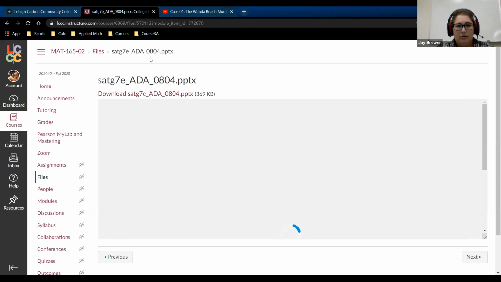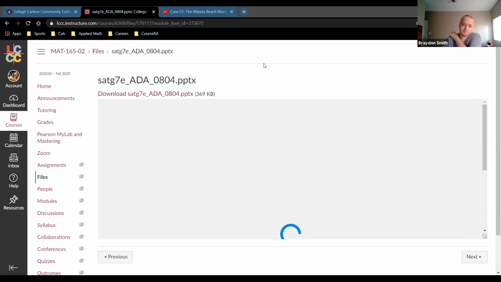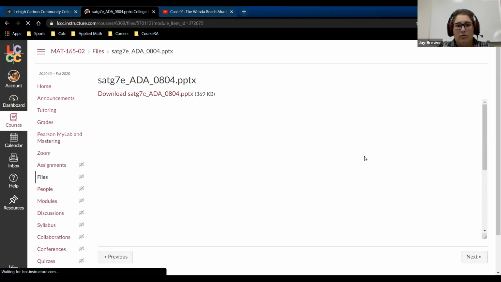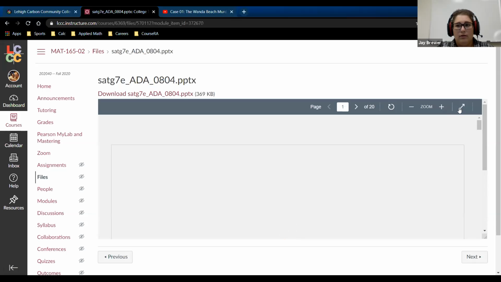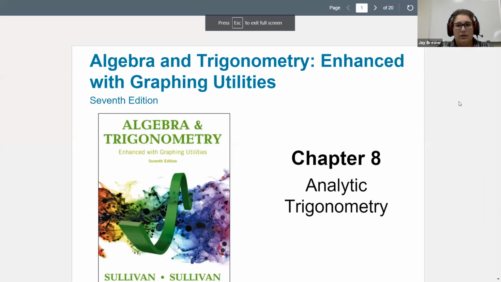Can you see this screen loading or do I have to do a new screen share? I see it loading. Okay. All right, cool. I was worried I'd have to do a new one. I would love if it would actually load though. There we go. I just had to refresh the page. Solid.